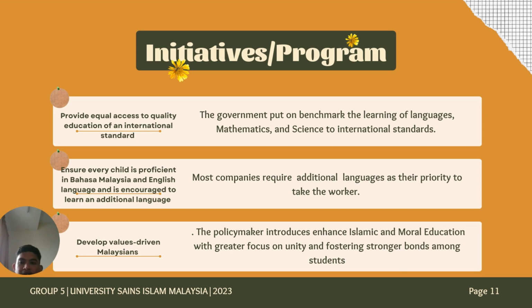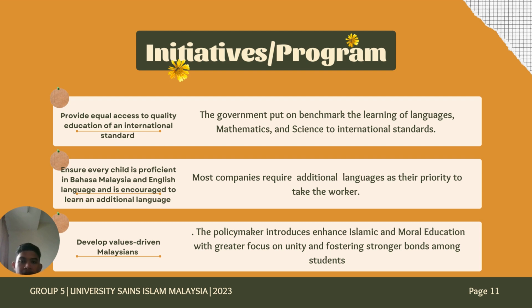The second one is to ensure every child is proficient in Bahasa Malaysia and English language and is encouraged to learn additional languages. As we know, most companies require additional languages such as Mandarin as their priority to take the worker.